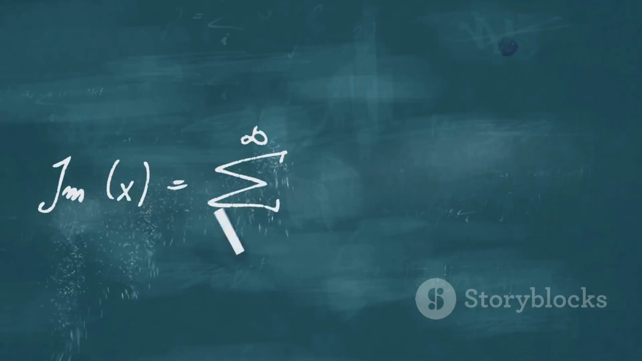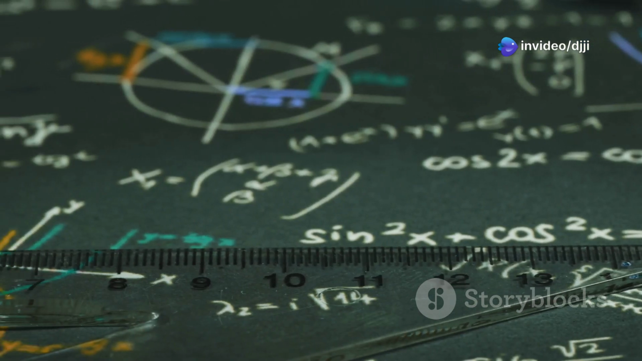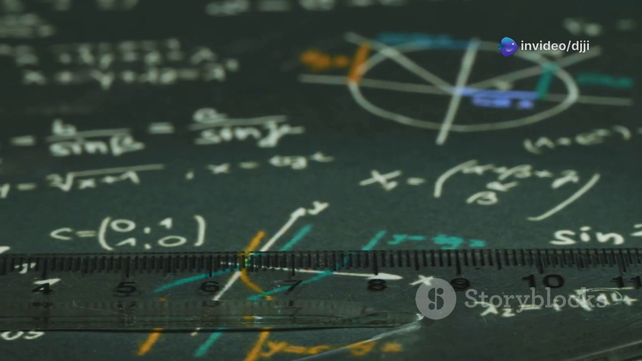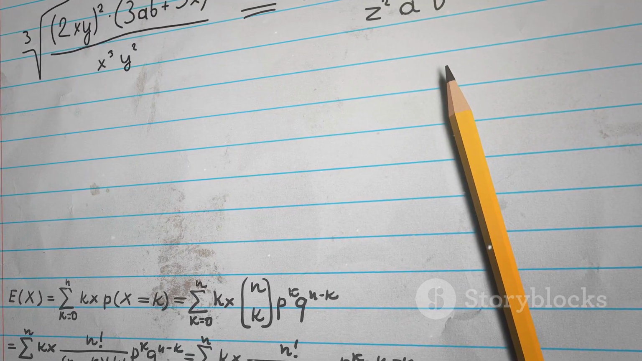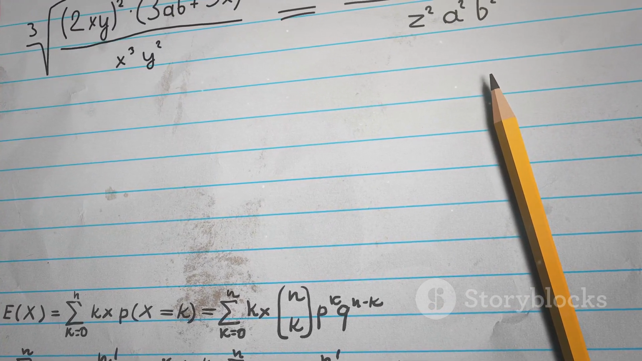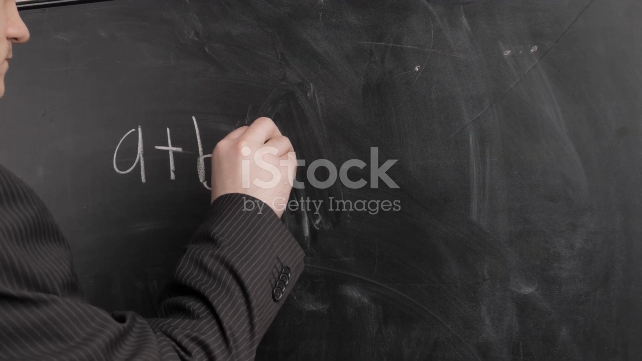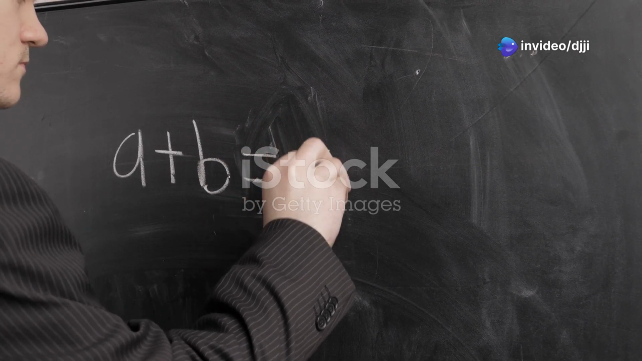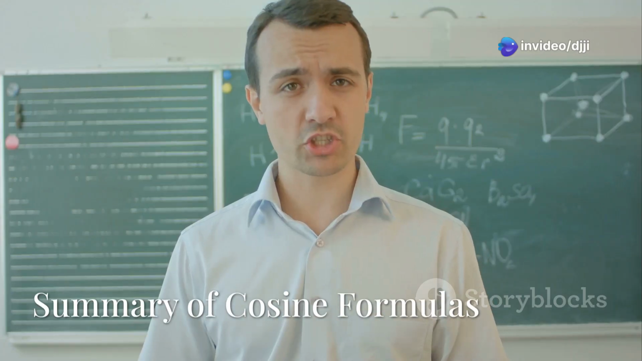And finally, to isolate cosine C, we'll start with the third equation. C squared equals A squared plus B squared minus 2AB times cosine C. Rearranging gives us 2AB cosine C equals A squared plus B squared minus C squared. Now divide by 2AB, and you have cosine C equals A squared plus B squared minus C squared divided by 2AB.